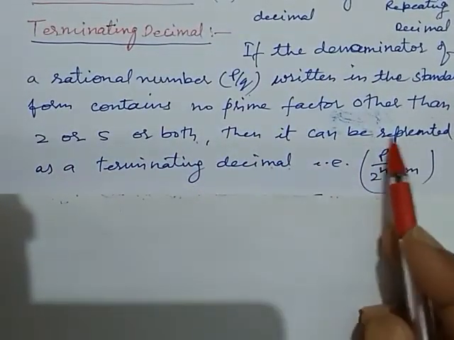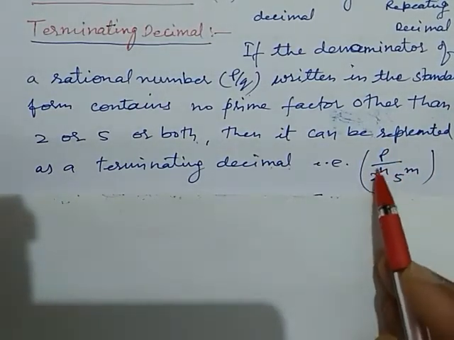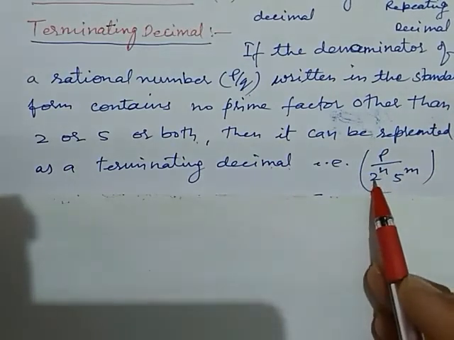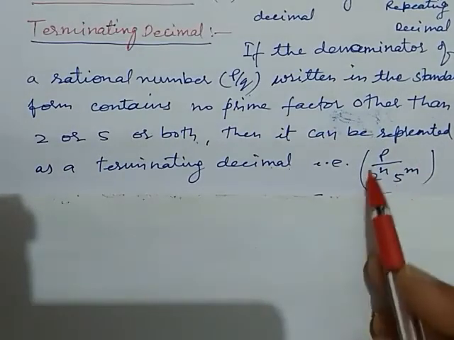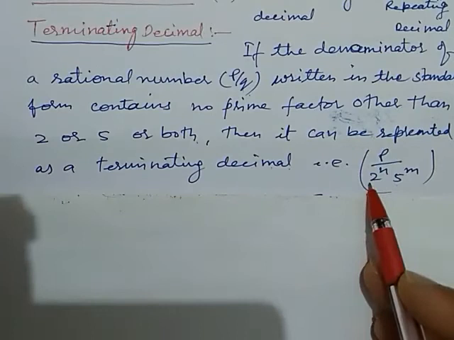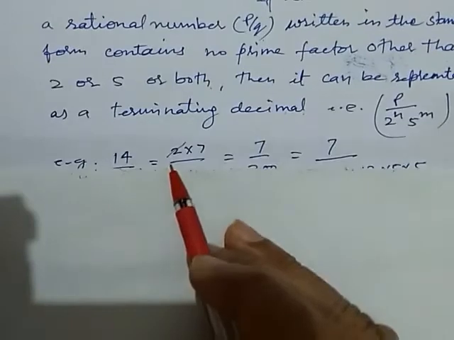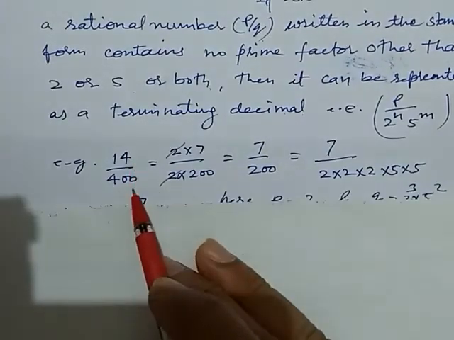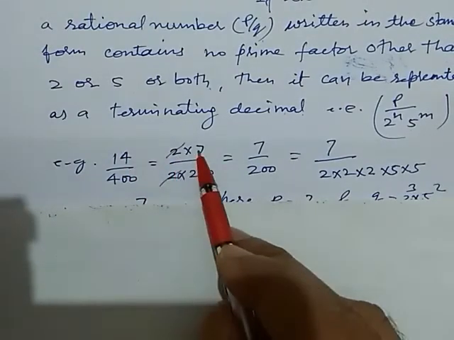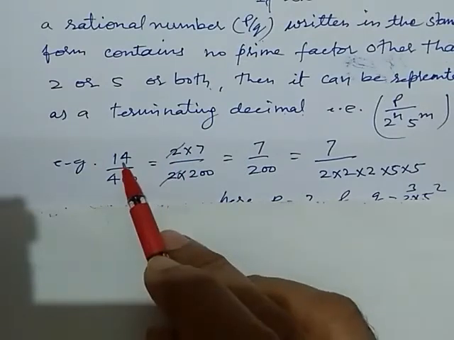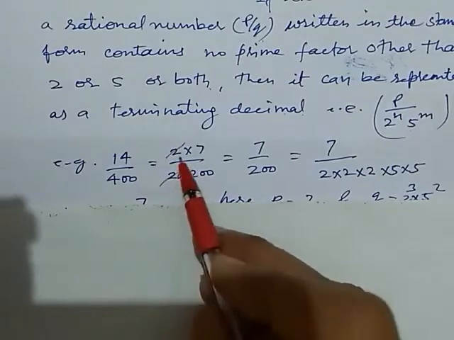In short form we can write that p is our numerator and q has this form, 2 to the power n into 5 to the power m. If we have the rational number in this form, then we can say that it is a terminating decimal. We take an example here, 14 by 400. Now take the factors of 14: 2 into 7, 2 and 7 are the factors of 14. 400, 2 into 200. Okay, here 2 is common.